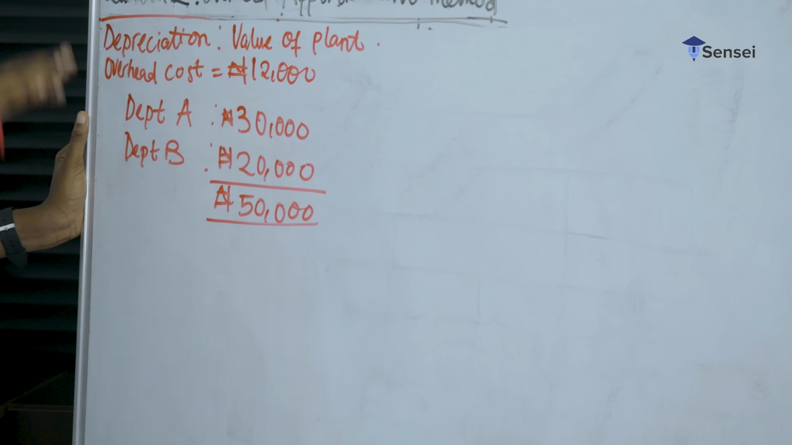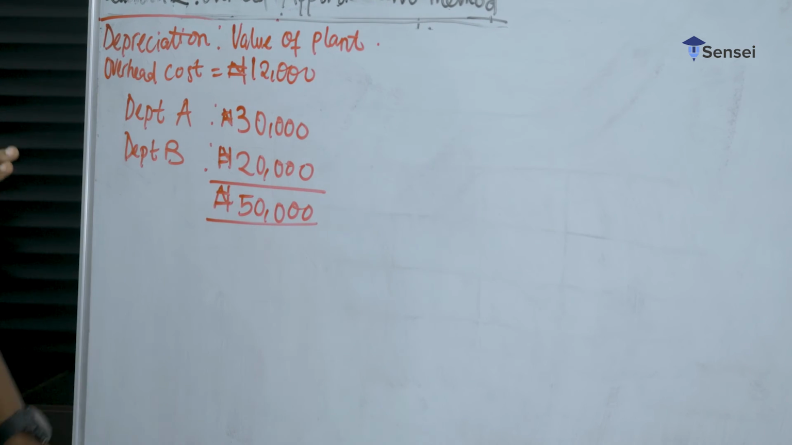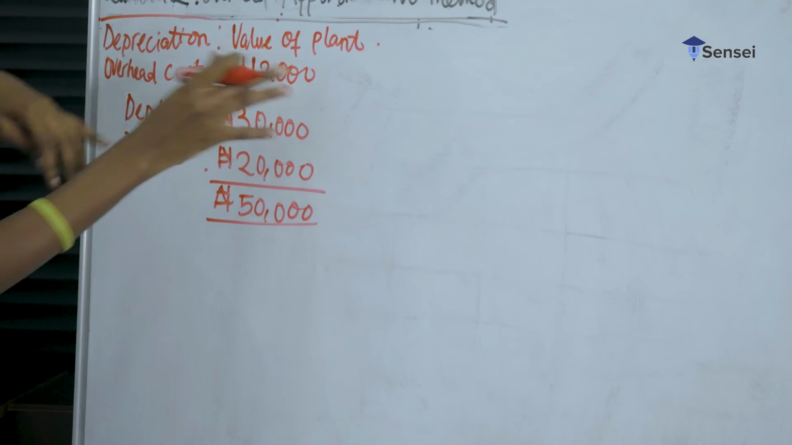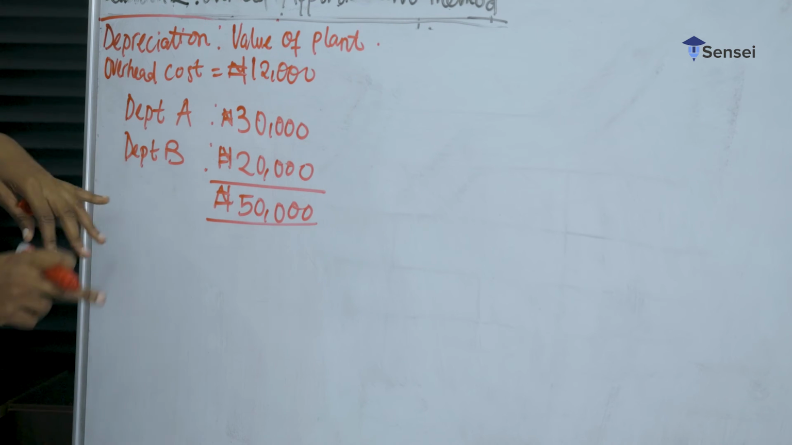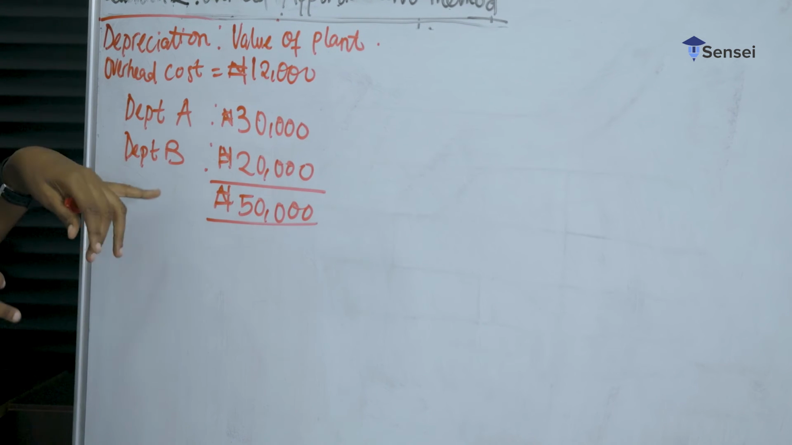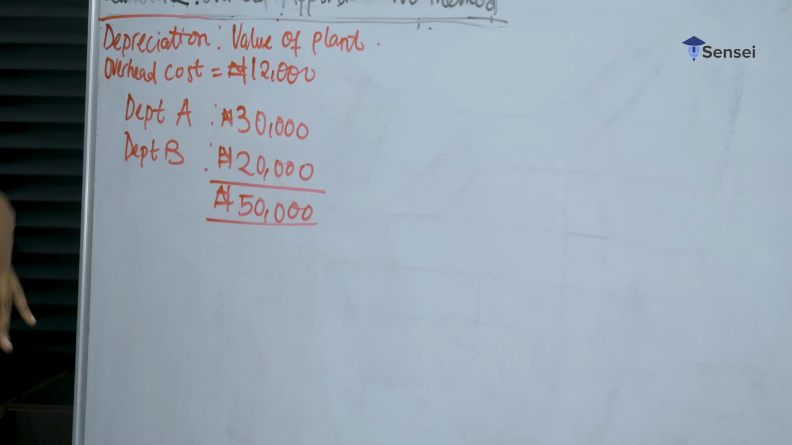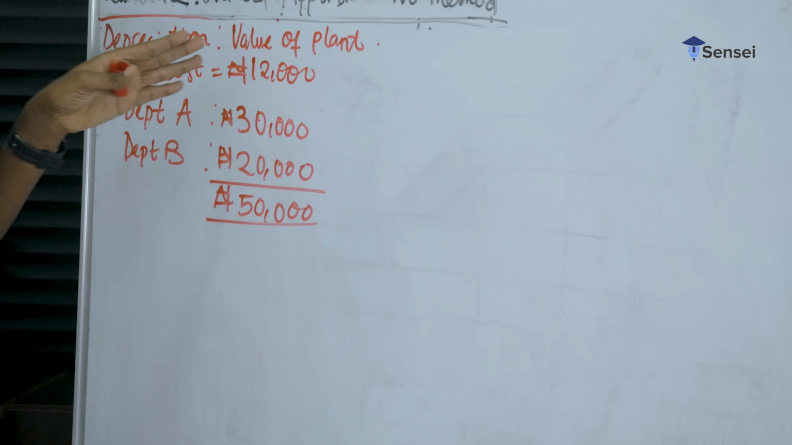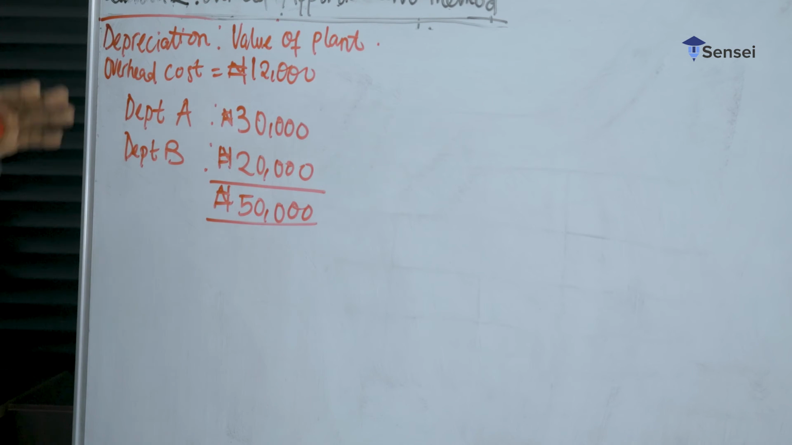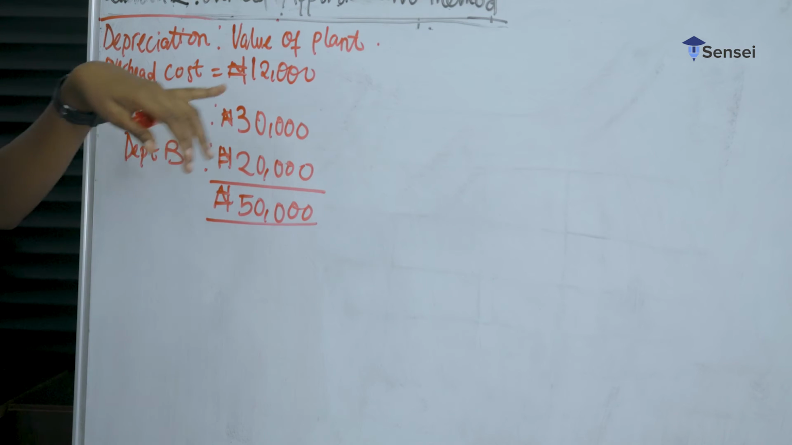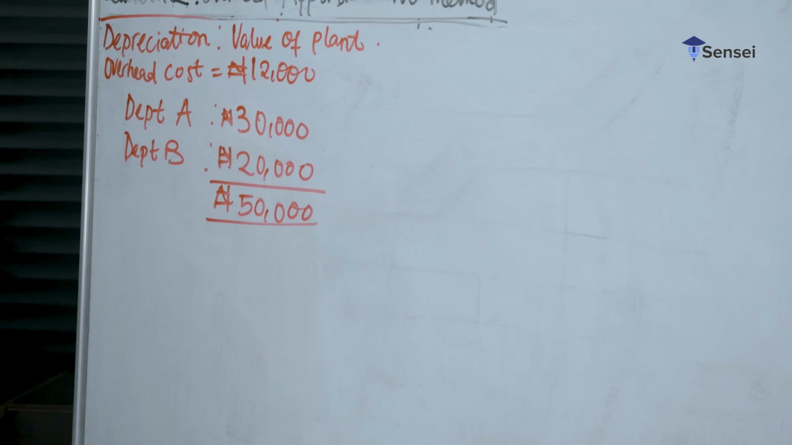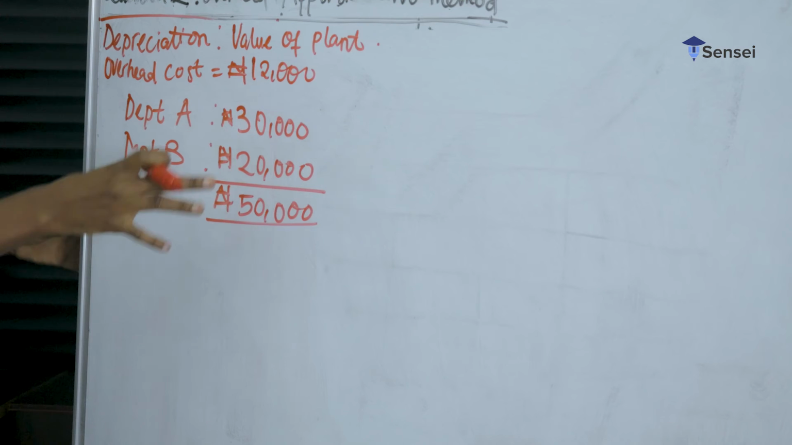So using value of plants as the basis for apportionment, we share this 12,000 naira between Department A and Department B only. The reason is that, just as seen in the question, there are no plants used in Department C. Therefore, there is zero value of plants in Department C. So we only share the cost of 12,000 naira between Department A and Department B using this basis.